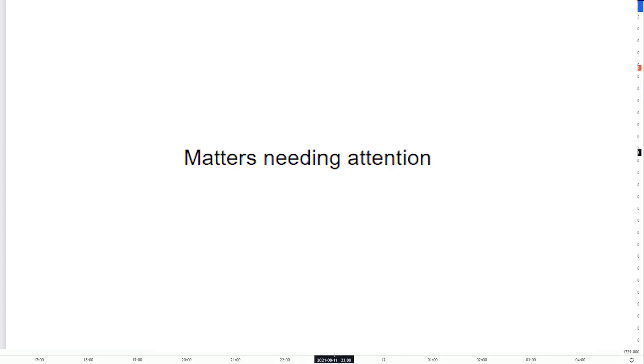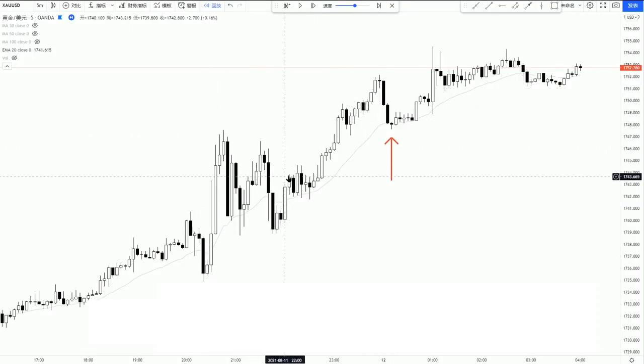Let's look at a specific case of a simple pullback. The red arrow marks a very standard, simple pullback pattern. I'm going to use this form to show you some definitions and some considerations of a simple pullback. Let's start with the uptrend. First of all, you have to have a clear and rapid strong movement, and the strong movement should break out of a consolidation range, a big break, so that people who see this picture feel that the bulls have dominated the market at this point.